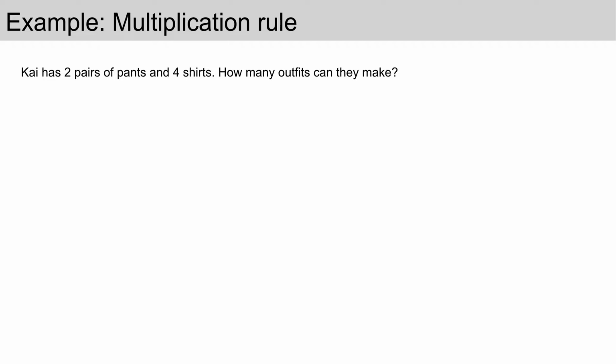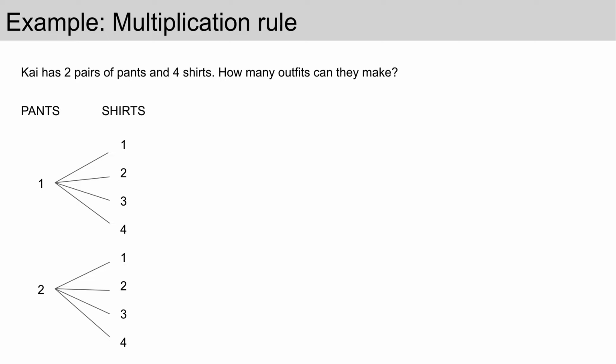Let's begin with the multiplication rule. Consider an example. If Kai has 2 pairs of pants and 4 shirts, how many outfits can they make? To answer this question, we can start by drawing a diagram. First, suppose Kai picks out a pair of pants, for which they have 2 options. And after picking out a pair of pants, they pick out one of 4 shirts. In total, then, they can make 8 different outfits. They can wear pants 1 with shirts 1 through 4, or pants 2 with shirts 1 through 4.